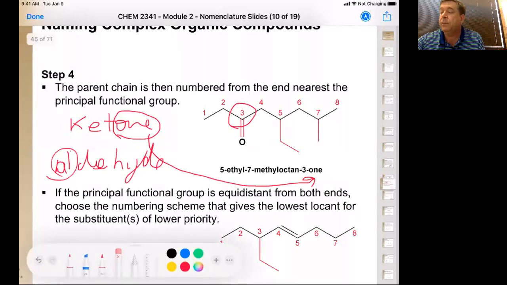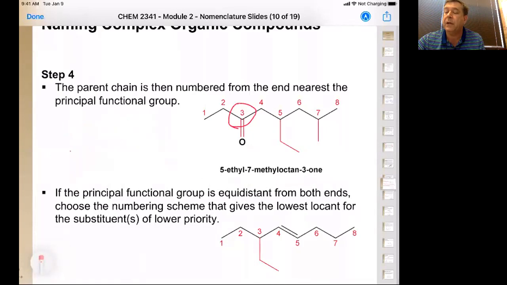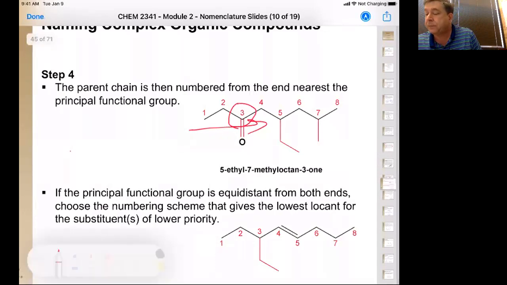Okay, so let's talk about our ketone. We want to have our functional group at the lowest number, which means we have to number from this direction. It doesn't matter how many substituents we have, you have to number the primary functional group first. So that means we have to number from that direction, so we have an unambiguous naming system. We have our 3 where our ketone is, and we have a total of 8 carbons in our longest chain. So we have octan-3-one.